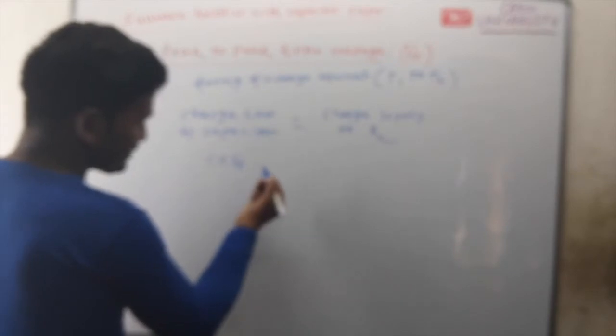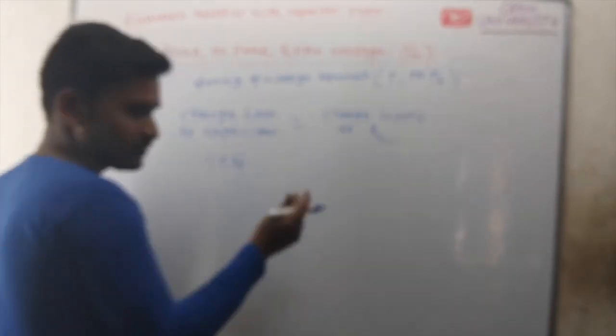So how do we get the charge lost by the capacitor? Q equals C into V. What is C? The value of the capacitance, into, during the discharge interval, the capacitor voltage will be reduced by VR. So C into VR is the amount of charge lost by the capacitor.